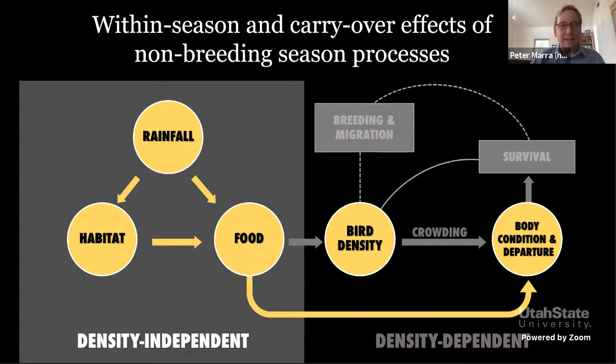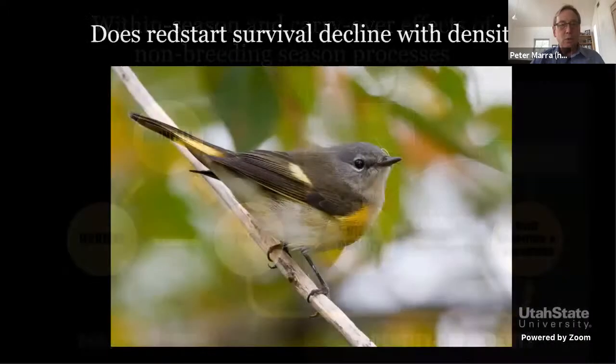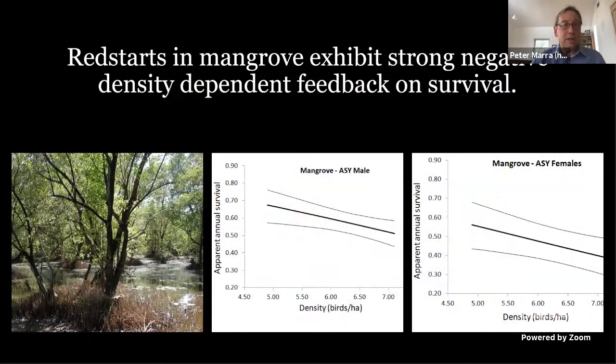Now, what about density dependent sorts of effects? You'd be really surprised at how few people really try to look at density dependent effects, even though it's really fundamental to a lot of what we do. And because this is a long-term study and we keep track of density and a variety of other things, we're actually able to do that. And so we just simply ask that question: does redstart survival, annual survival, decline with density during the non-breeding season? And what we found was that in fact it does. You can see on the x-axis is density, apparent annual survival on the y-axis.